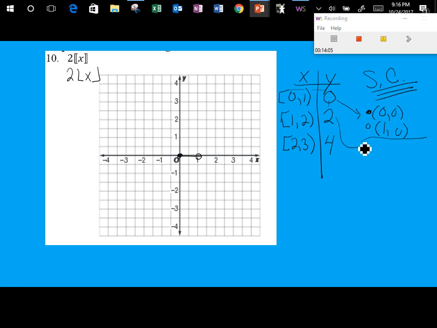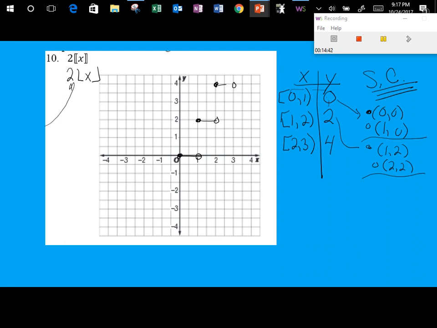Let's go get this one. I'm going to have a closed dot at 1, 2, and an open dot at 2, 2. So 1, 2, closed dot, 2, 2, open dot. I want you to notice something. Notice I skipped the 1. That's what this vertical stretch does. It turns a 0 into a 0, a 1 into a 2, a 2 into a 4. So now let's go get the next one. I'm going to have a closed dot at 2, 4, an open dot at 3, 4.